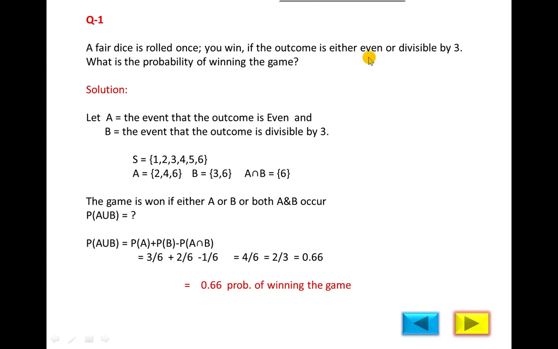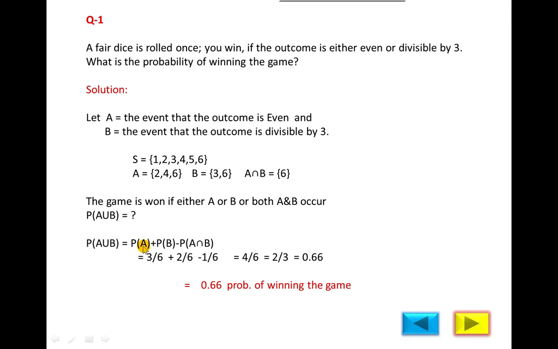And the question is, find the probability of A or B. A or B means the game is won if either A or B or both A and B occur. Why both? Because this is a union. In union we write the members of the set A plus the members of the set B, or if members of both A and B occur, we write them only one time. So this is the formula for the probability of A union B. This is the first law.